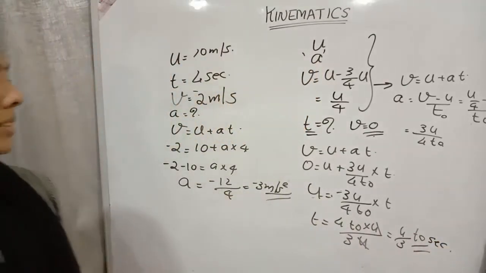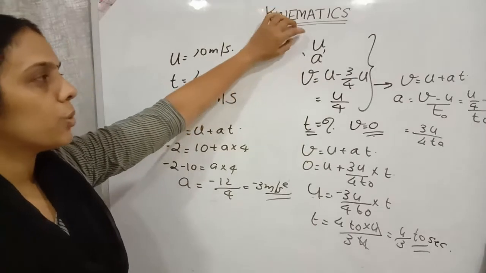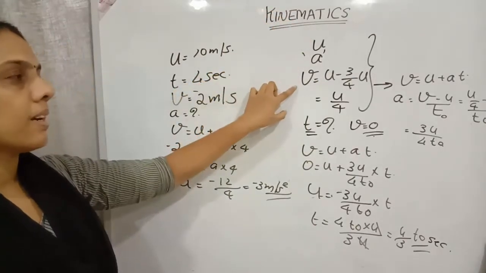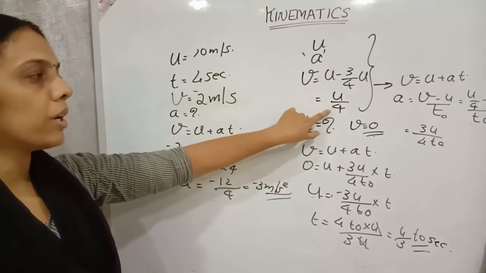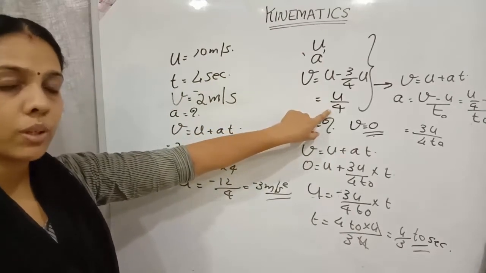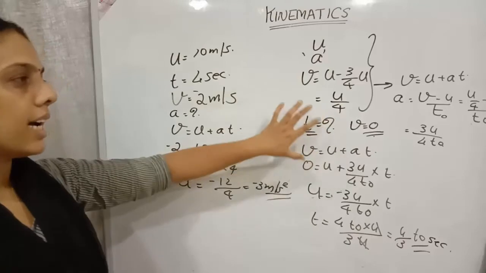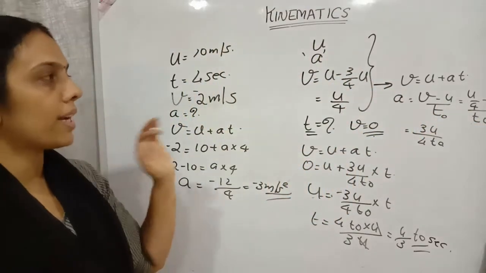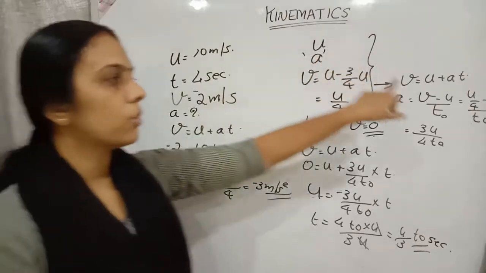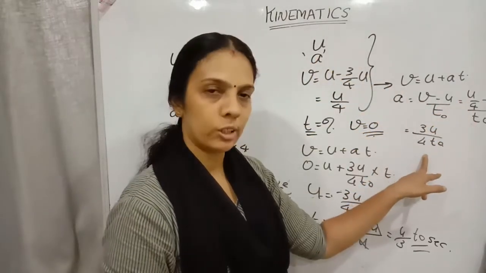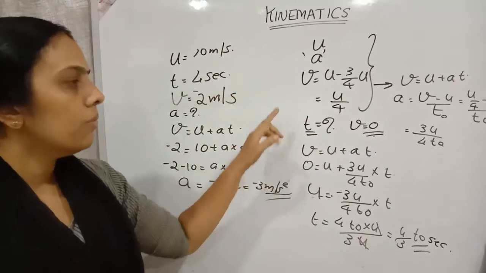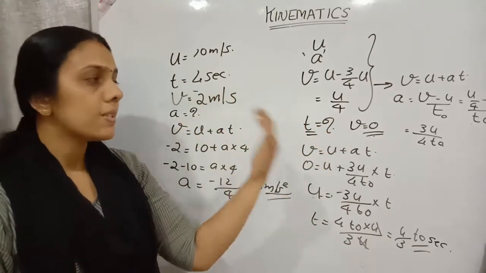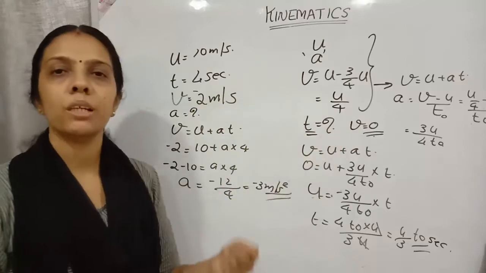So initially it's moving with velocity u, and finally it becomes u by 4. At that time, what is the acceleration? It was moving with uniform acceleration, so the acceleration we got is 3u by 4t0. And now we need to find how long is required for the velocity to become 0.